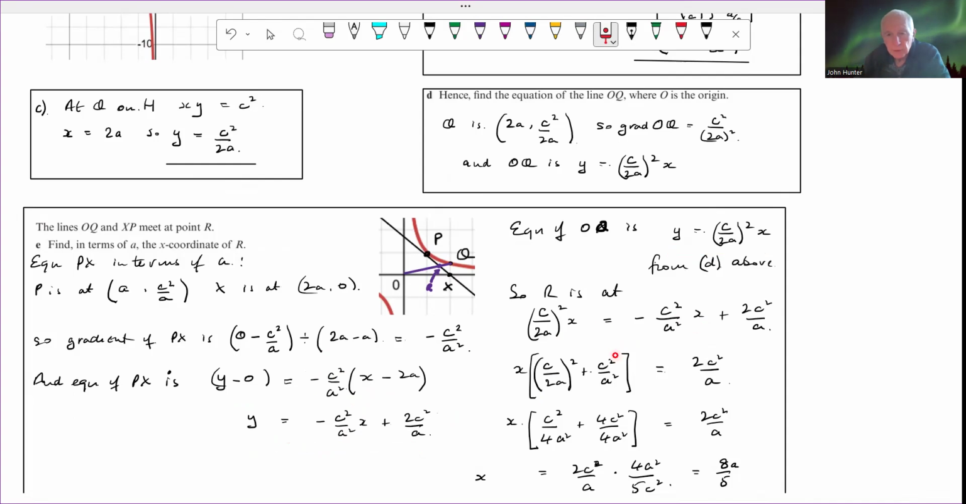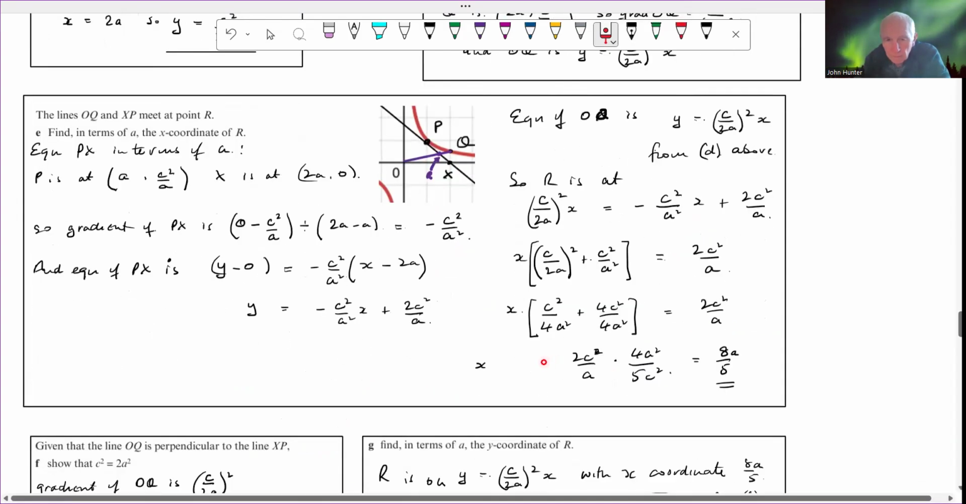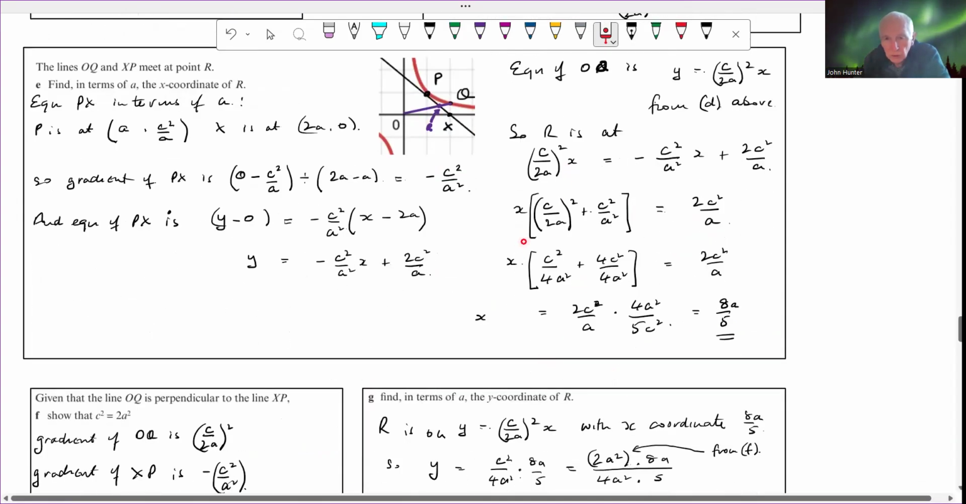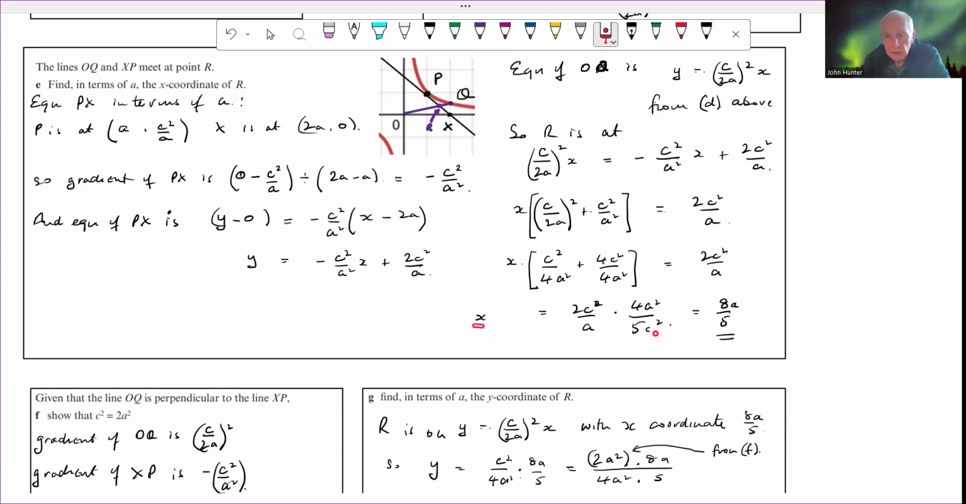So R is at the intersection of those, so all we need to do is eliminate Y, and we form this equation of the intersection. Right, a bit of reorganization to there and there, and finally that's going to yield that X is equal to 8a by 5. Squares cancel out there quite nicely. So that's the X coordinate.